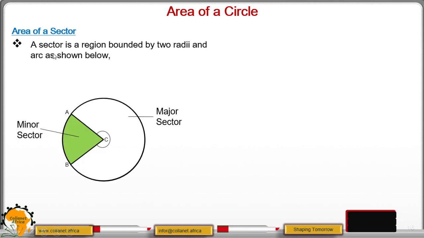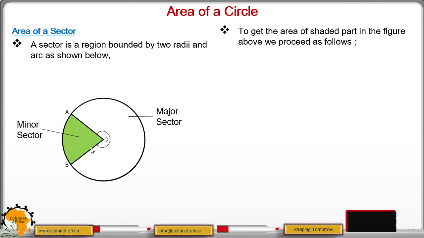After that, we move to the area of a sector. In our previous topic, the topic of length, we found that a sector is a region that is bounded by two radii and an arc. So we have two radii, radius AC and CB, and then an arc. This gives you a sector. So we have a minor sector if this arc length is less than half of the circle, and this other one will give us the major sector. This arc subtends an angle at the center, and the major arc is also subtending an angle at the center. Now, to get the area of the shaded part, that is our minor sector, we proceed as follows.